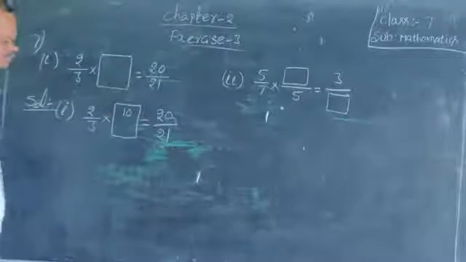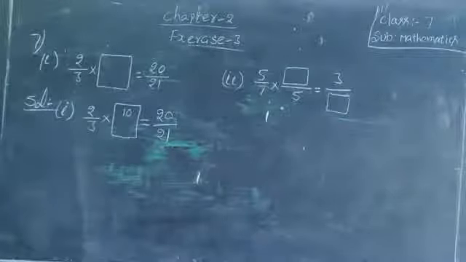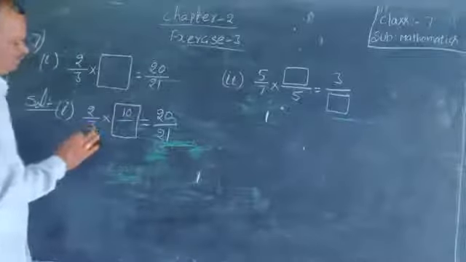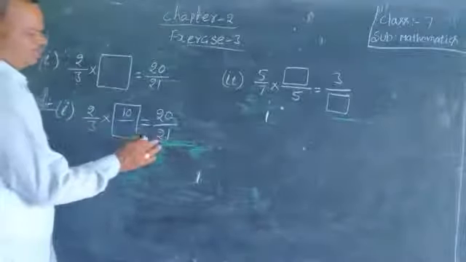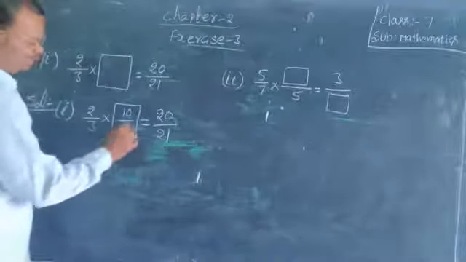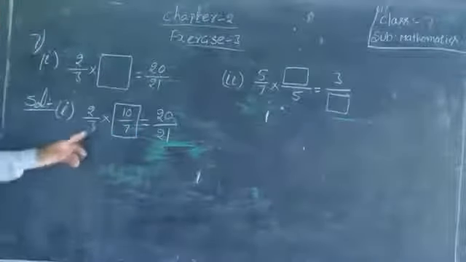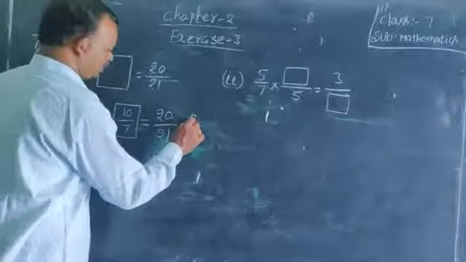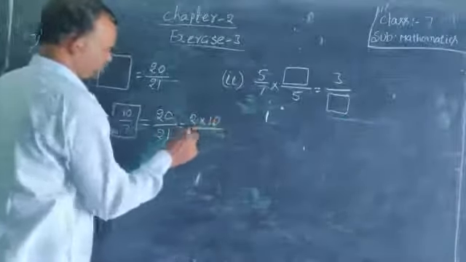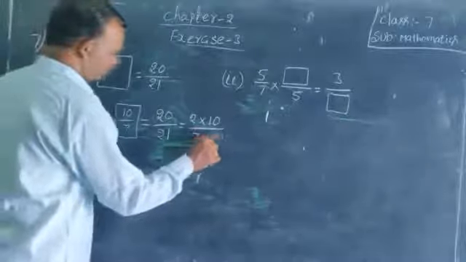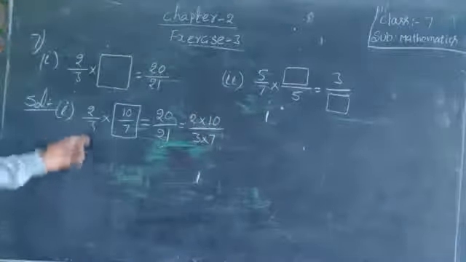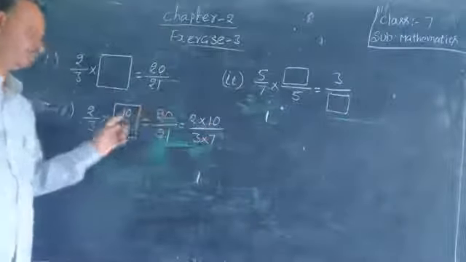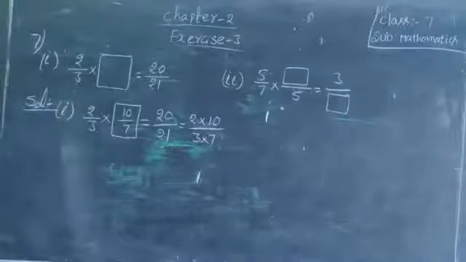10. 2 is multiplying with 10, 2 tens are 20. By 3, which value is multiplying with 21? 3 sevens are 21. Because of this, you can write the value in the form of 2 by 10 into 3 by 7. Now first value is 2 by 3, second fraction is 10 by 7. So the value is 10 by 7.